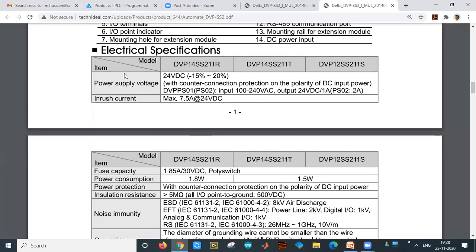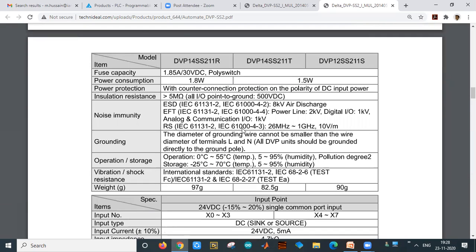As I said before, under this SS2 model, you will be having relay logic and transistor logic, and this is the standard type. This is not used here, so you are using only relay type and transistor type. Most widely relay type only will be used. Okay, so for relay type, power consumption is 1.8 watts, and for transistor logic it will be 1.5 watts. Okay, these are the electrical specifications.